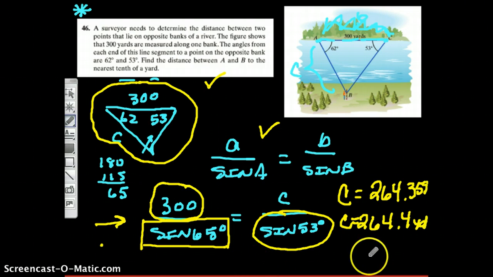And then we want to see if that answer makes sense. Well, if this is 300, okay, this is 300. And these angles are close to equilateral. So if it was equilateral, this would be 300 as well. And 264 is pretty close. So I do think that's pretty good. The answer looks pretty good. That's as opposed to redoing the problem to check the problem.